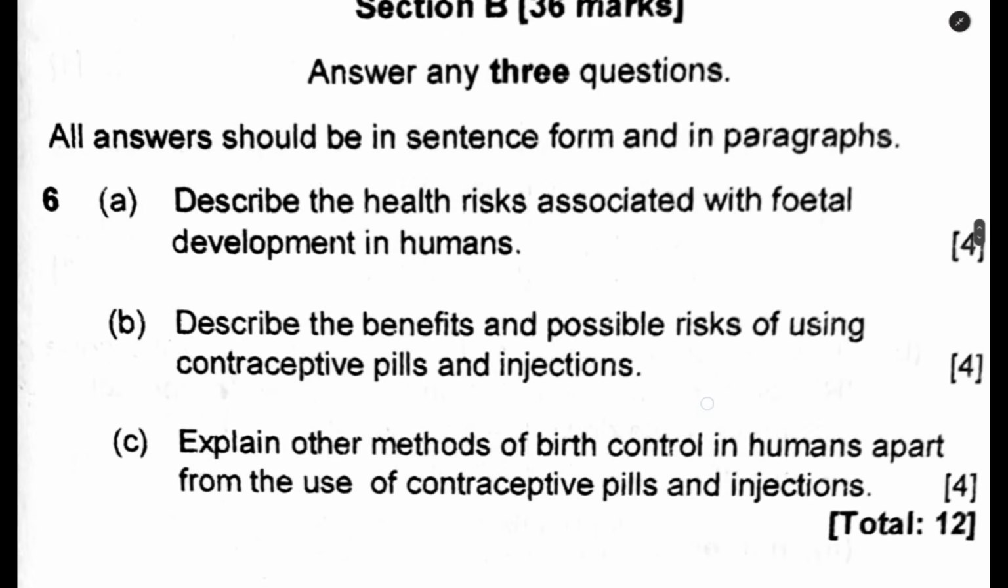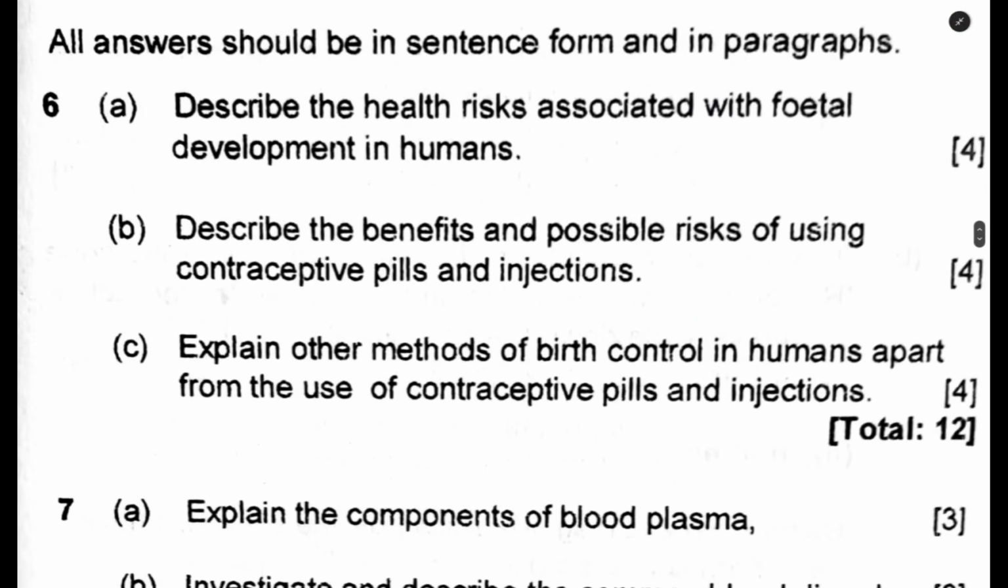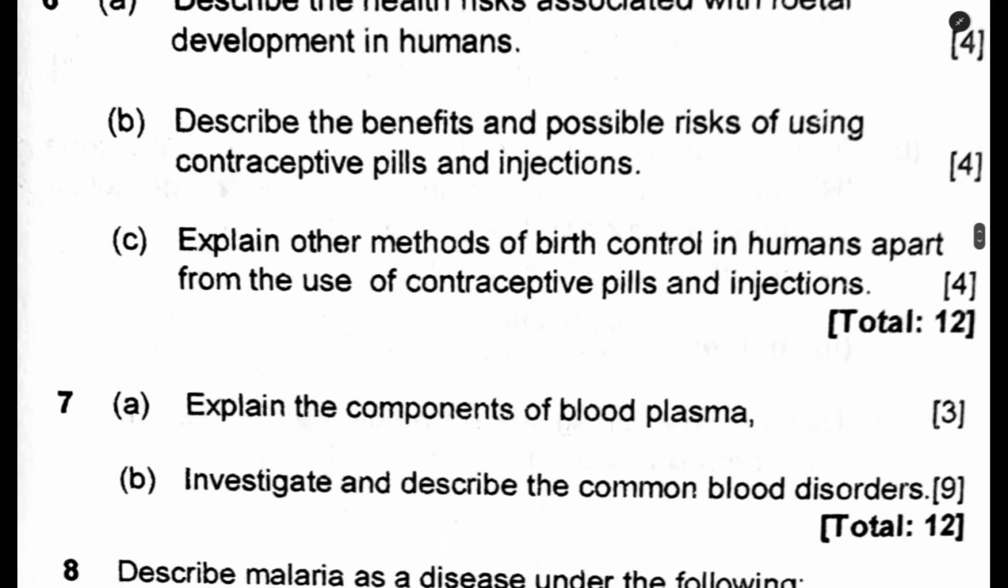Then for this particular year, the first question was: describe the health risks associated with fetal development in humans. So this was on reproduction. Then: describe the benefits and possible risks of using contraceptive injection. So these are the parts that you need to look at as you go through the topics. Explain other methods of birth control in humans apart from the use of contraceptive injection.